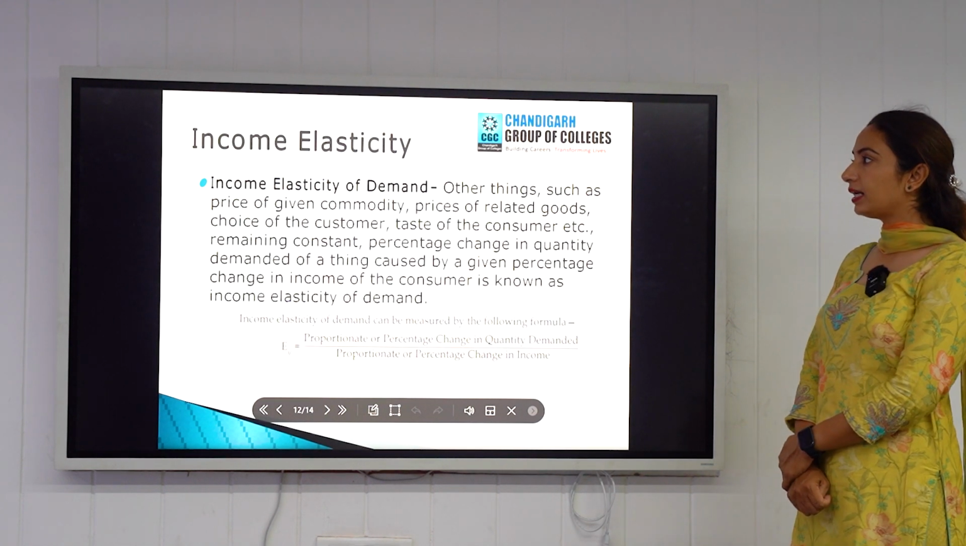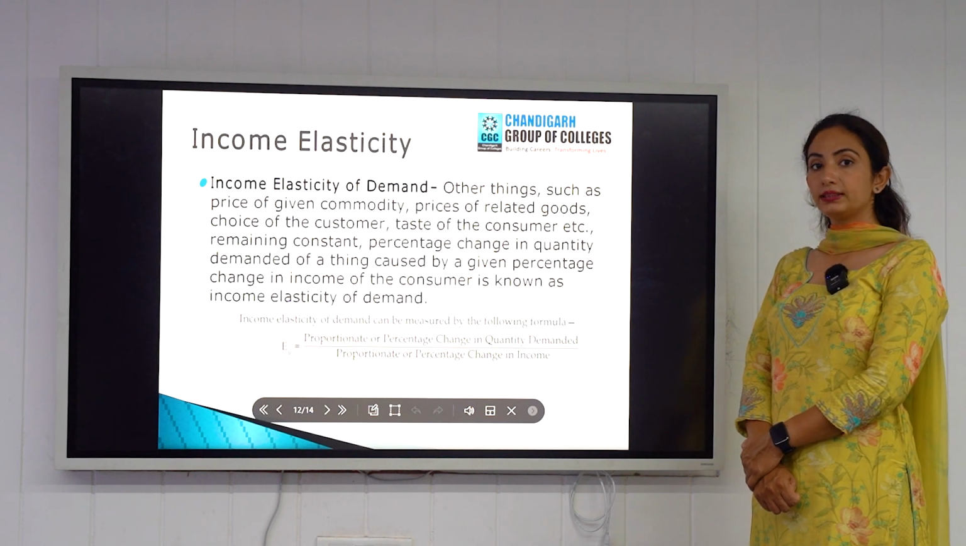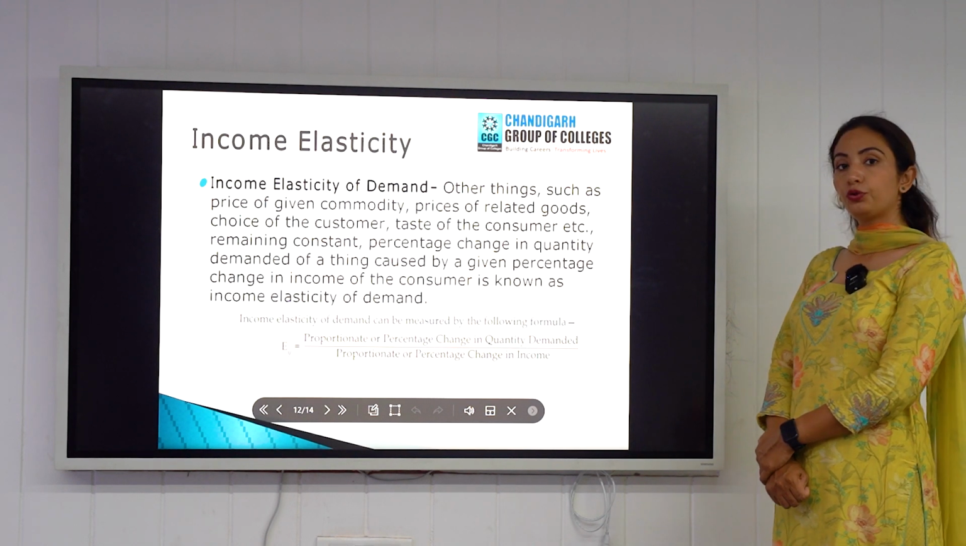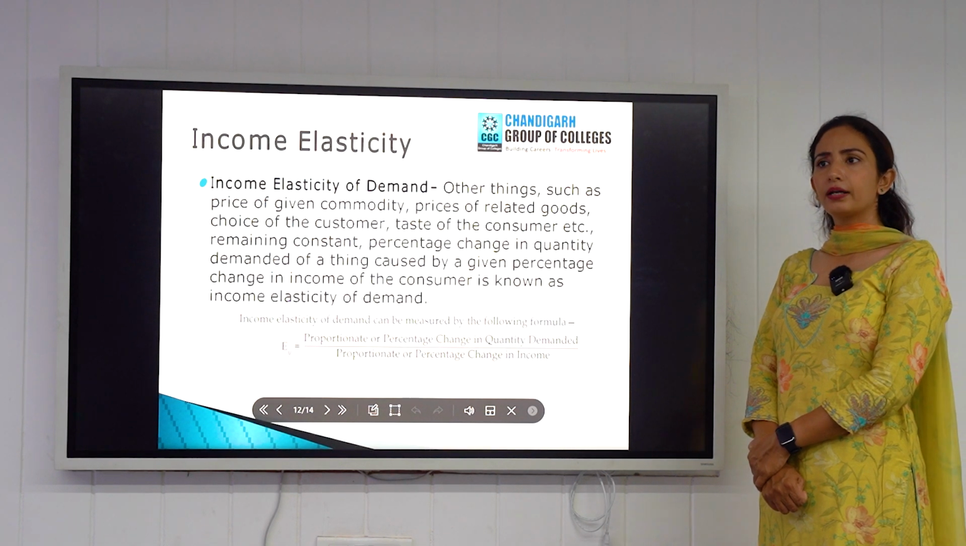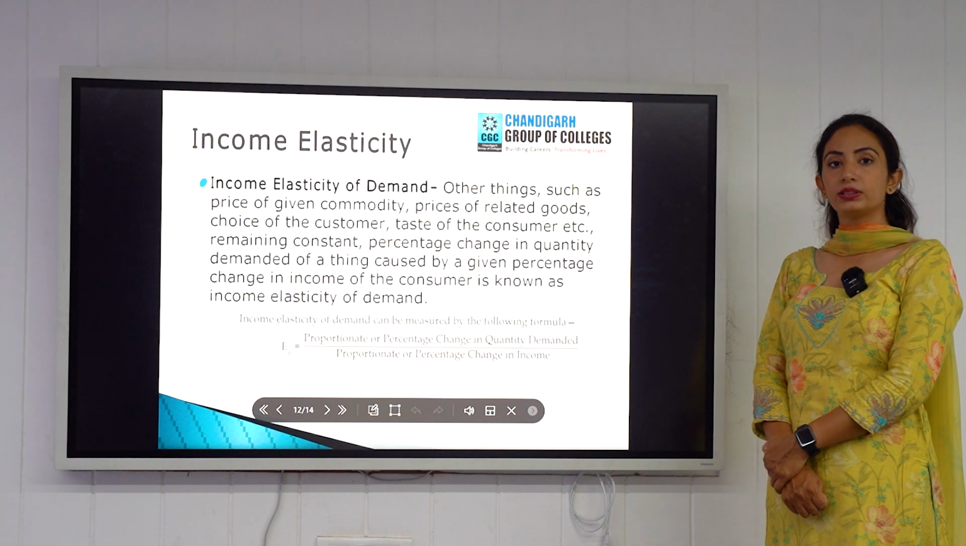So, income elasticity of demand is a concept which is derived from two factors. Number one, we are witnessing the variation in quantity demanded due to one factor, which is income.